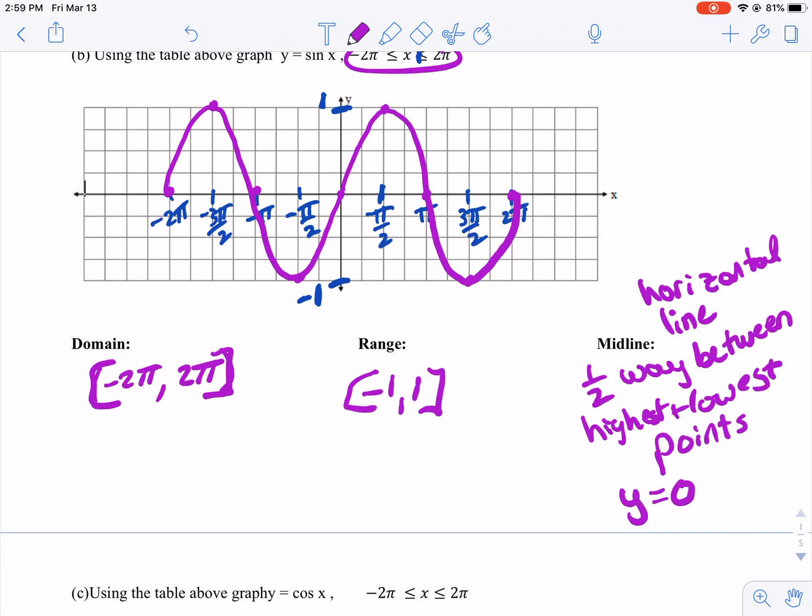Later on, we are going to be learning how the midline is important to word problems. Radio waves, ocean waves, those kind of things, they follow a trigonometric curve, and that midline is a very important piece of those real life problems.